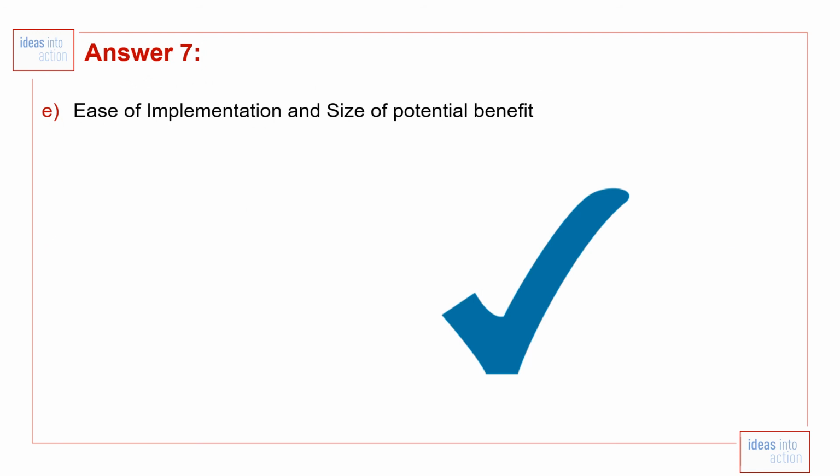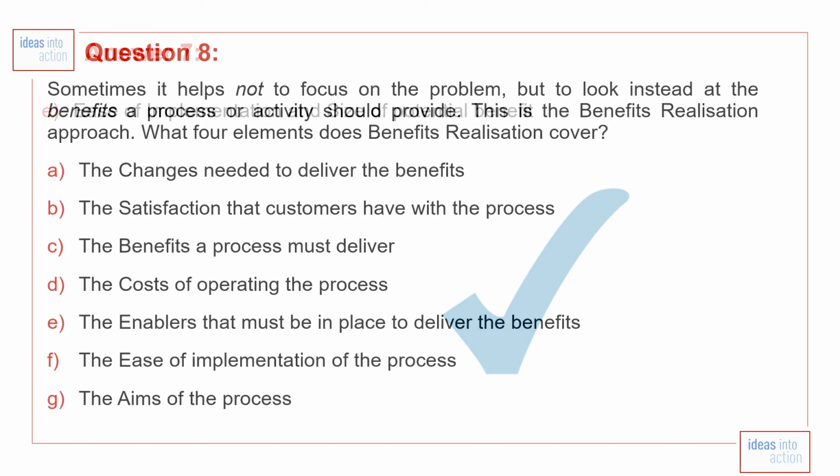The answer to question 7 is E, the ease of implementation and the size of the potential benefit. And our final question, question 8. Sometimes it helps not to focus on the problem, but to look instead at the benefits a process or activity should provide. This is the benefits realization approach. What 4 elements does benefits realization cover? So you're selecting 4 answers here.